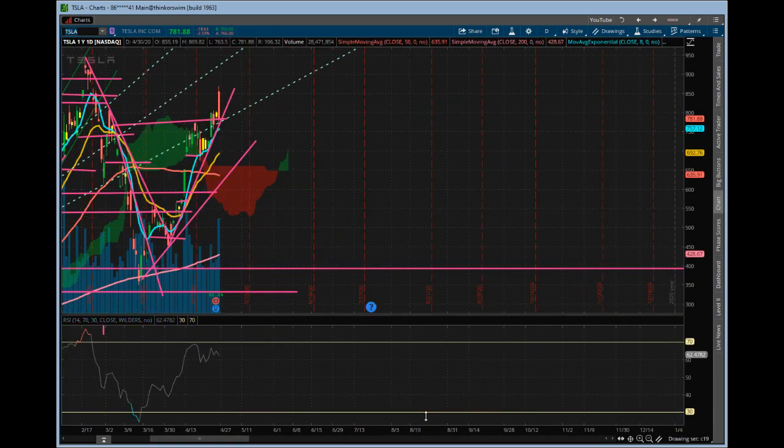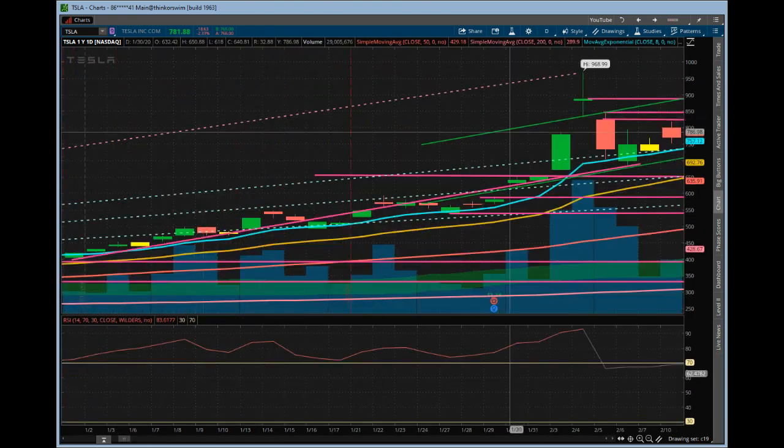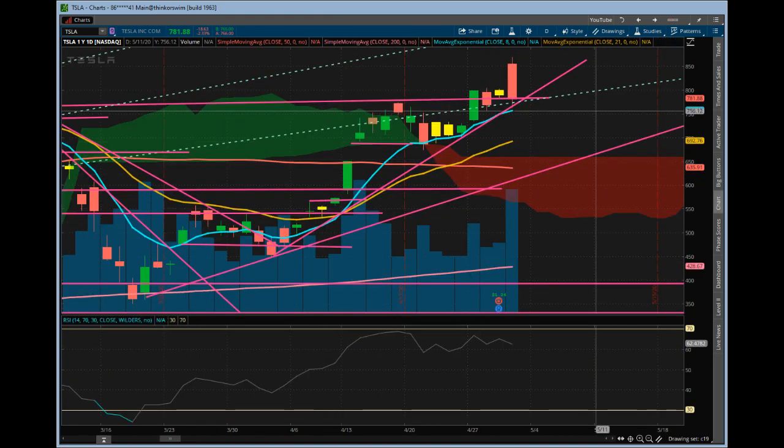Tesla had an epic parabolic move here. This is about the definition of parabolic right here. This will be in textbooks one day. This is almost vertical, right? So it can only withstand that so much, and typically, not too long after a parabolic move, you see a big drop down. That's most things we look at right there.